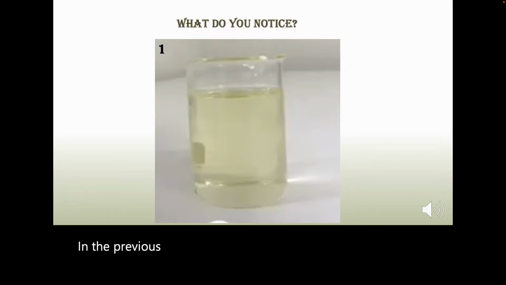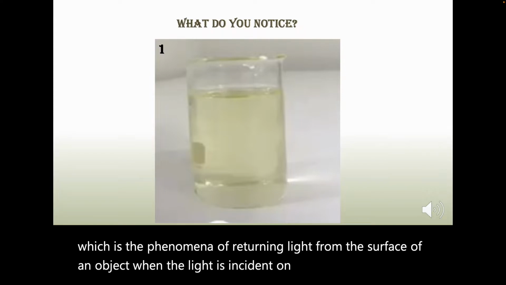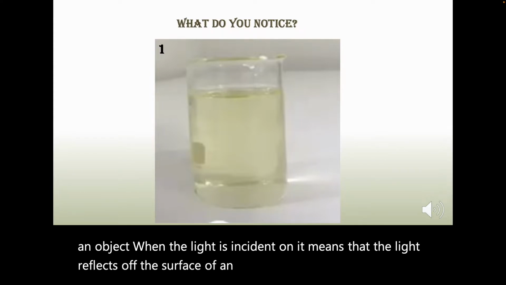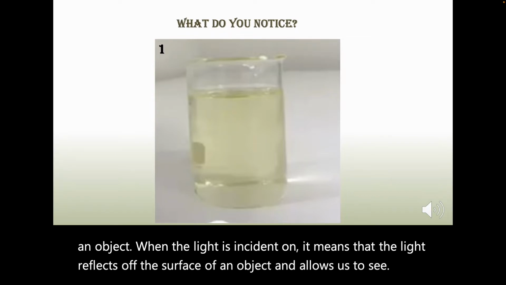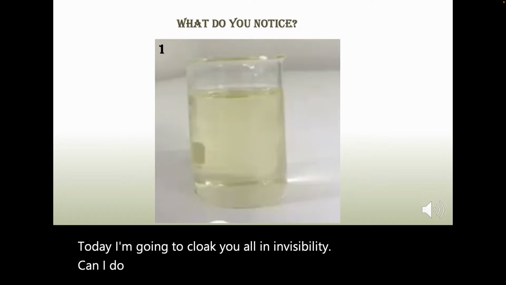In the last lecture, you all studied the reflection of light, which is the phenomenon of light returning from the surface of an object when the light is incident on it. It means that the light reflects off the surface of an object and allows us to see. Well, today I'm going to cloak you all in invisibility. Can I do that? Well, let's check it.